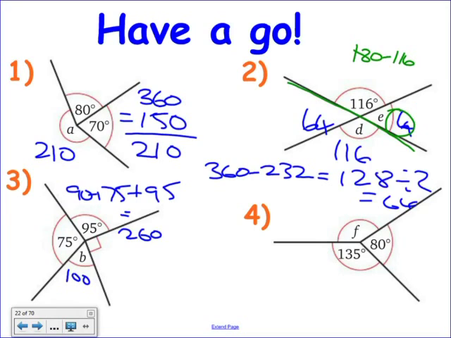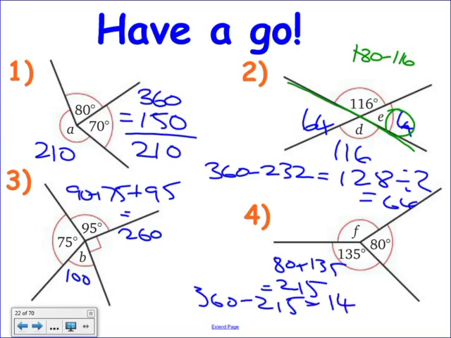Okay. Question 4. Who'd like to have a go at 4? Anthony, you want to have a go at 4? What's the way of solving this one? 80 plus 135. Good. 80 plus 135. 215. Take 215 from 360. Take it away from 360. 360 minus 215. I'll give you 1.5. 1, 4, 5. Fantastic. Again, 360 degrees round the point.